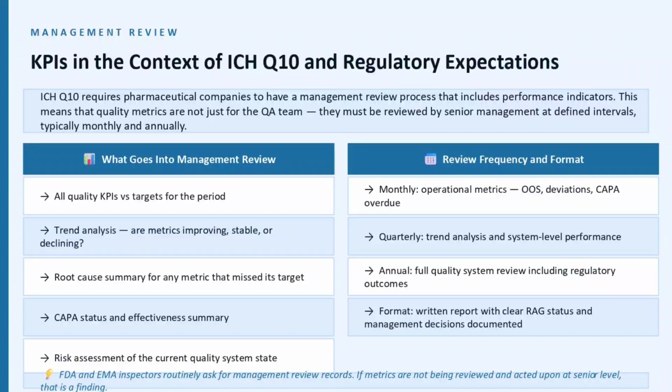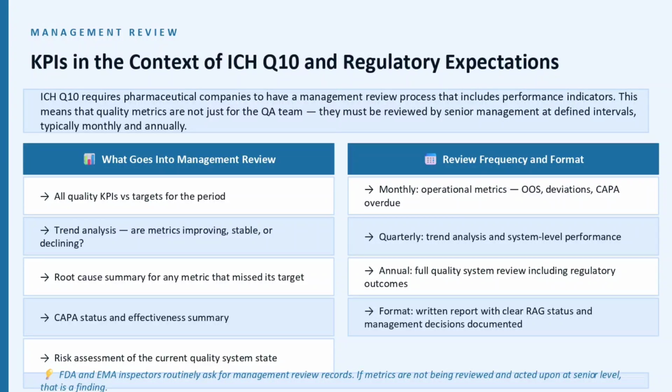At the annual level, it is a full quality system review. How did every metric perform over the full year against target? What were the significant quality events? What regulatory outcomes were there? What are the improvement priorities for next year?